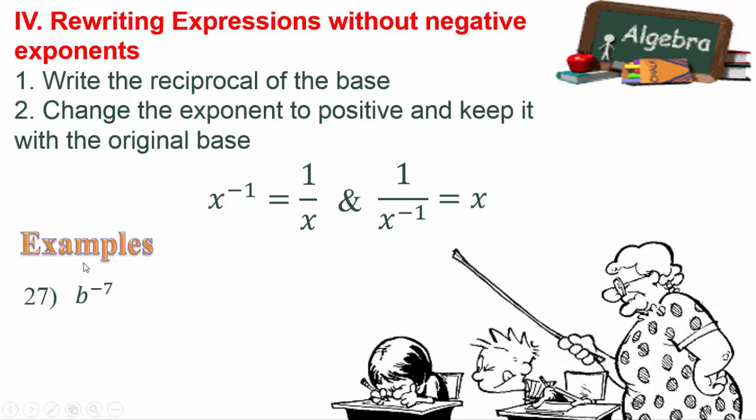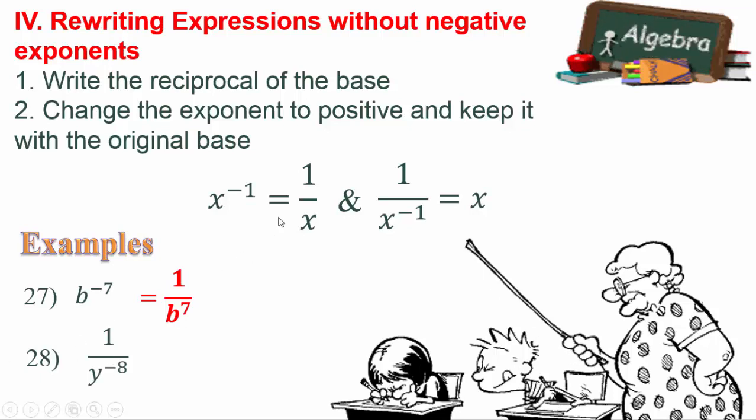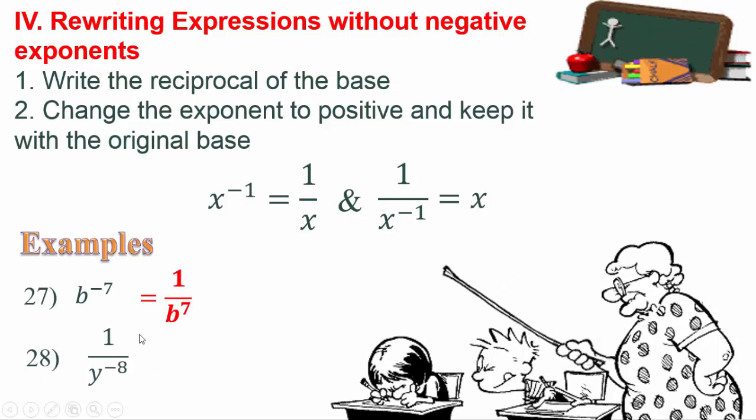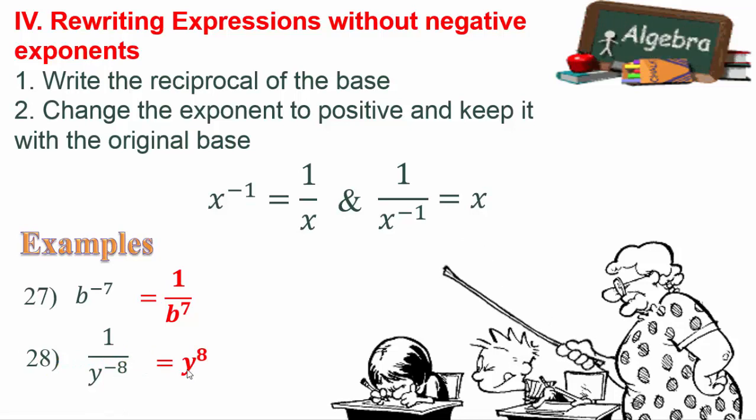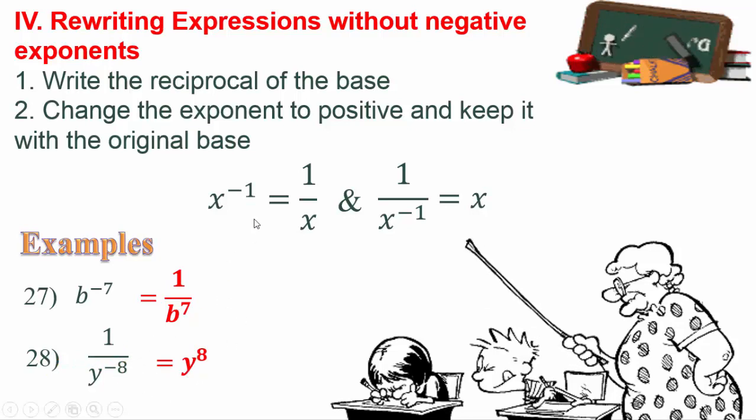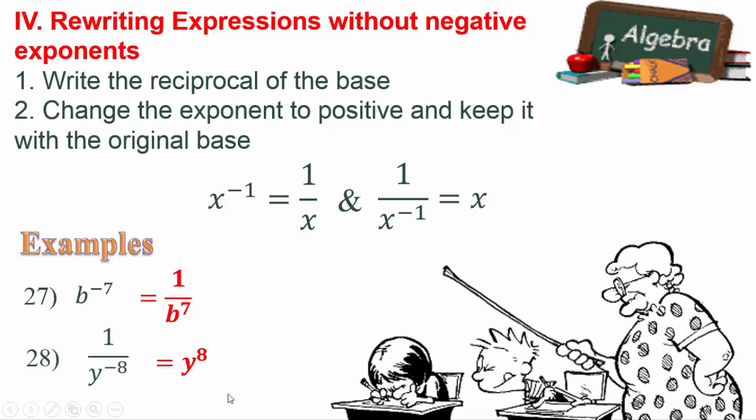For example, if we have b to the -7, we want to write the reciprocal of it and its positive exponent. So that means we'll write 1 over b to the +7. In number 28, we'll use this rule because we have 1 over y to the -8. So we'll bring the y upstairs and change it to a positive exponent, giving us y to the 8th. So in 27, we used this rule here, and in 28, we use this rule here.